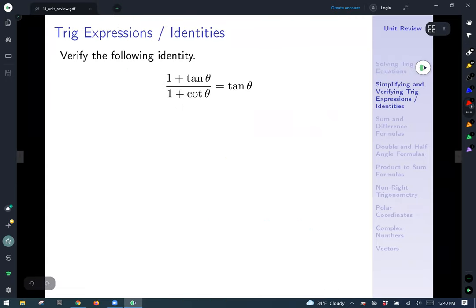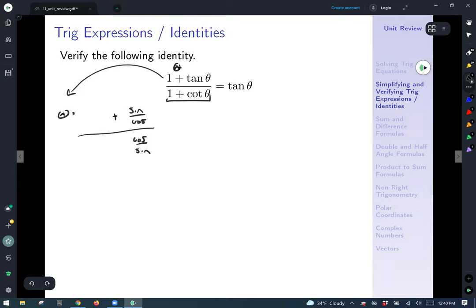Verify the following expression. And for these type of problems, you start with one side and work it into the other side. So I'm going to take the left-hand side, and I am going to be lazy and not rewrite it. I'm just going to say, this left-hand side is circle star. Circle star is equal to everything in terms of sine. So tangent is, in sines and cosines, sine over cosine. And I'm going to be lazy and drop the theta here. Cotangent is cosine over sine.